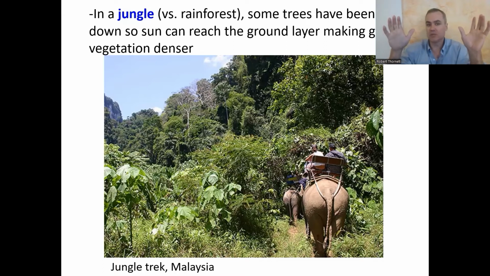Remember we said normally only 2% of the sun or less gets down to the bottom. It's very dark on the rainforest floor. But now, as you cut down the trees, all this sunlight can get to the bottom. And therefore, the ground layer becomes much richer. All kinds of stuff can grow on the ground now because there's much more sunlight. And that actually makes it much more dense.